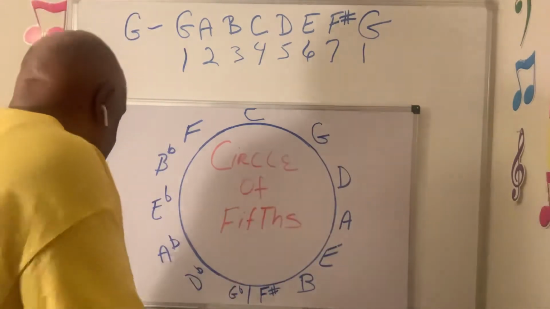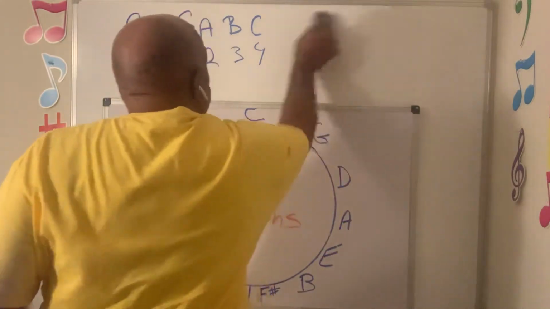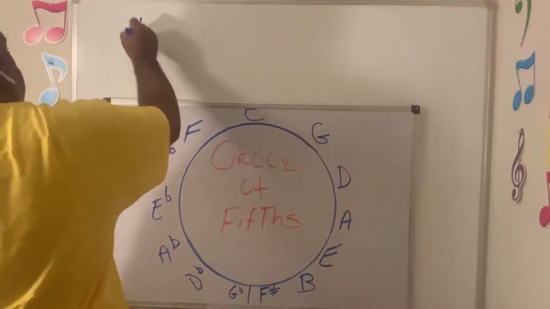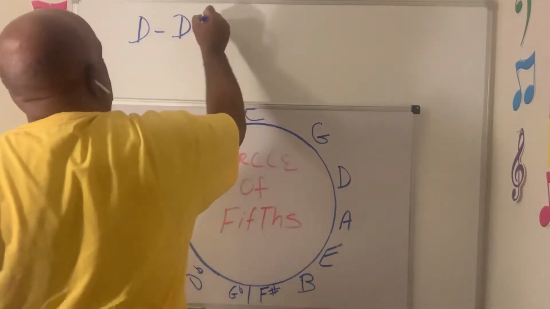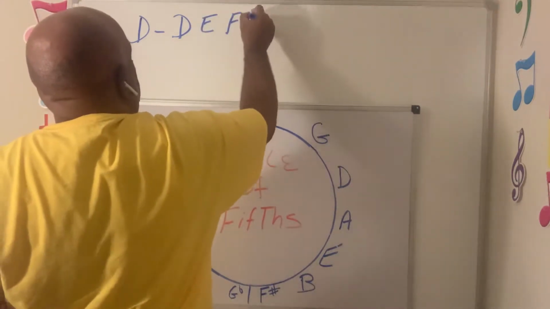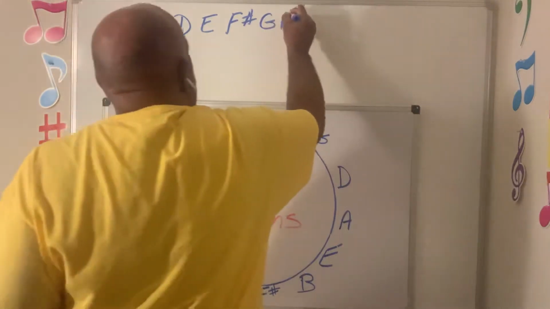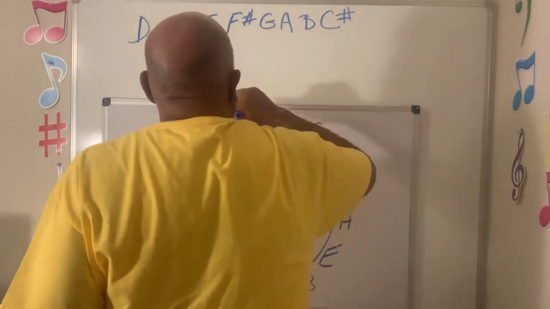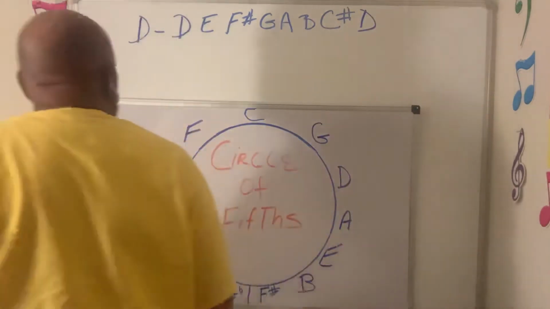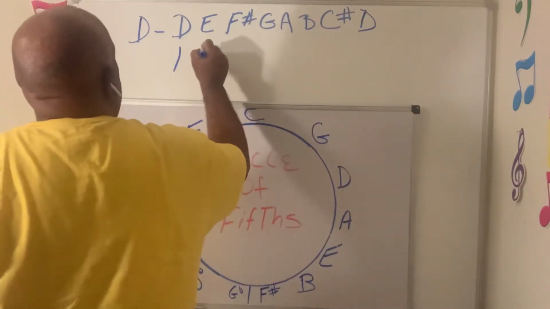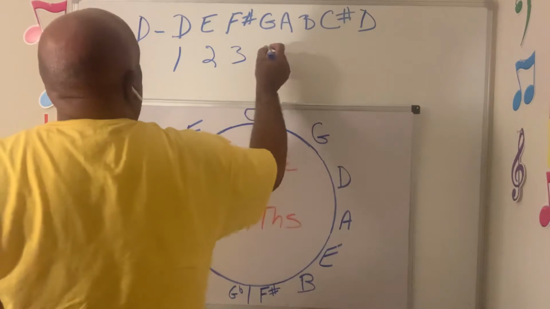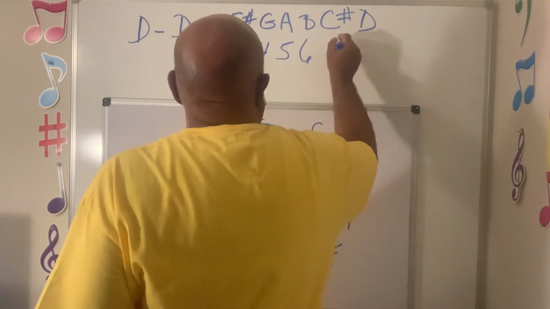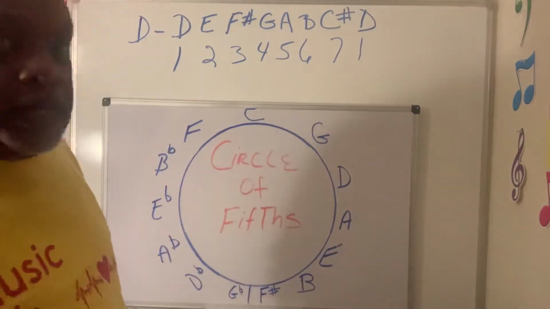All right, let's take D major. D major has 2 sharps. So that's D, E, F sharp, G, A, B, C sharp, and then back to D. Let's put the number system under it. D is 1, E is 2, F sharp is 3, G is 4, A is 5, B is 6, C sharp is 7, and back to the 1.